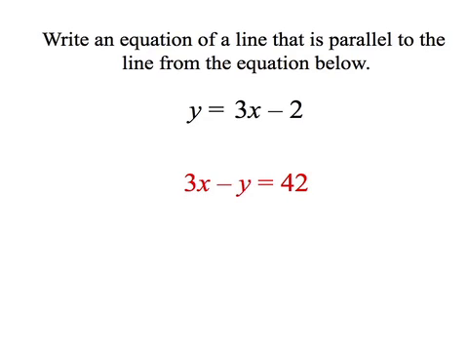If you wanted, you could write an answer in standard form. But remember, in standard form, the slope is the opposite of a divided by b. And in this case, a is 3 and b is negative 1. So the opposite of 3 divided by negative 1 is 3. And that's what we want, a line with a slope of 3.